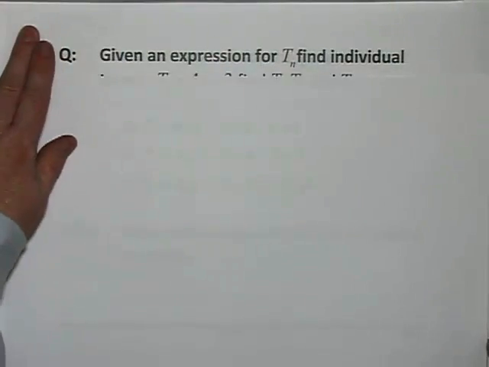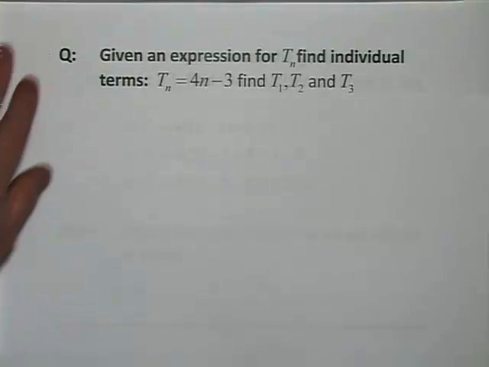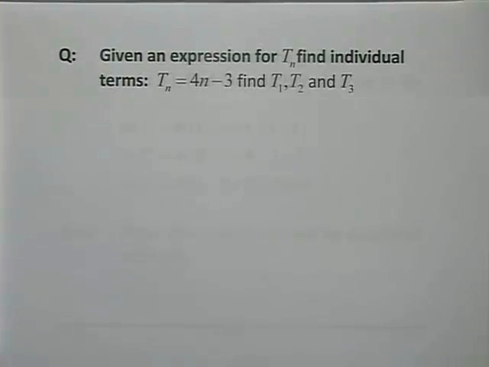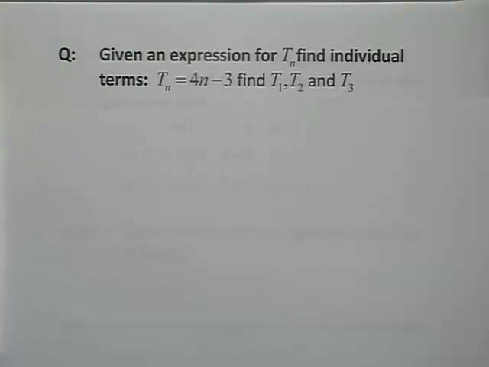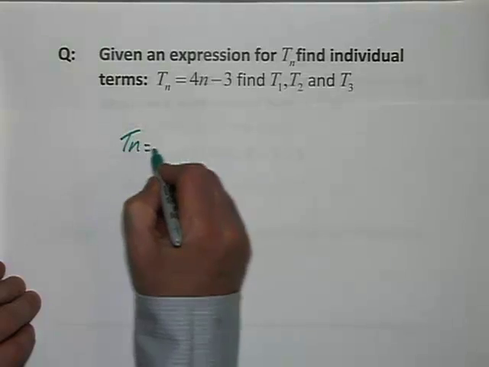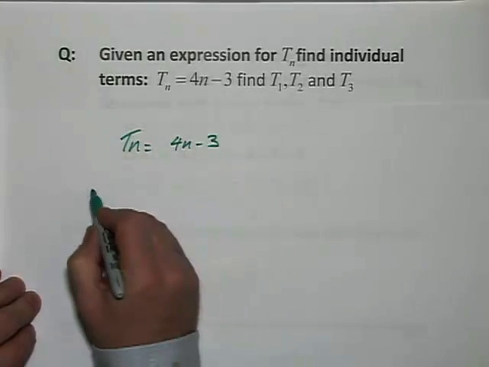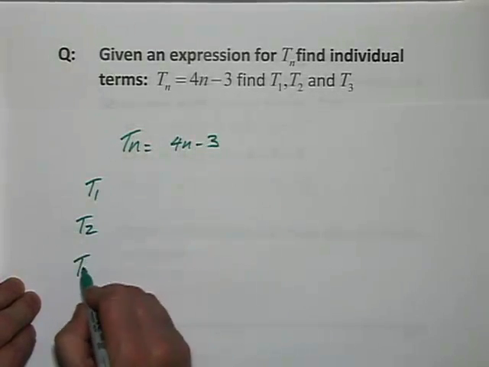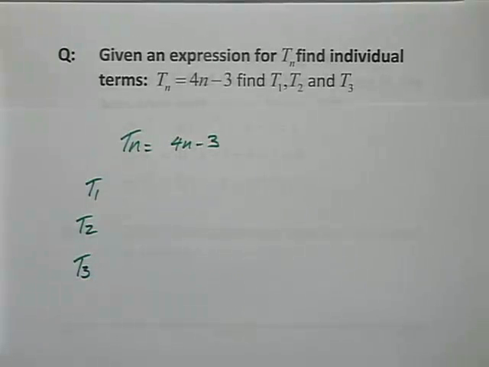Given an expression for Tn, find the individual terms. Tn is 4n minus 3. Find T1, T2, and T3. So you're told that Tn is equal to 4n minus 3. So find T1, T2, and T3. Over to you.